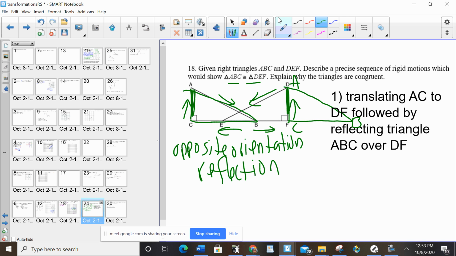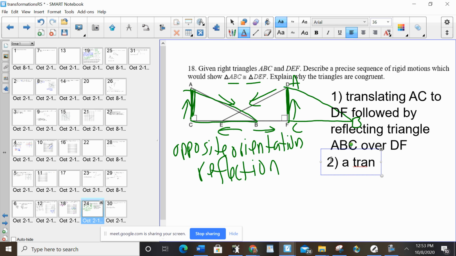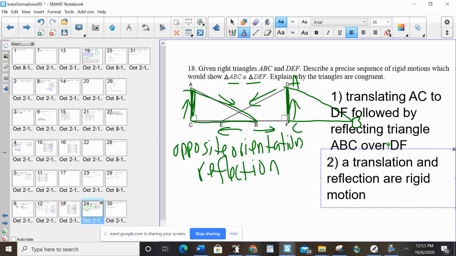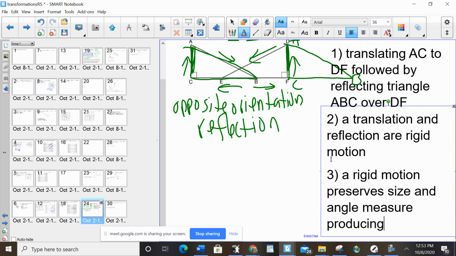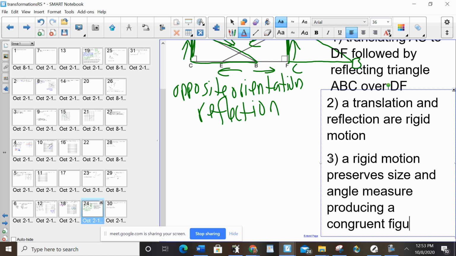Is it asking about congruence? Yes. Explain why the triangles are congruent. State that it's a rigid motion. A translation and reflection are rigid motions. Tell me what that means. A rigid motion preserves size and angle measure, producing a congruent figure. No typos. Pretty awesome.